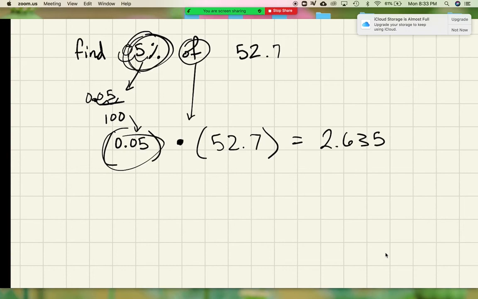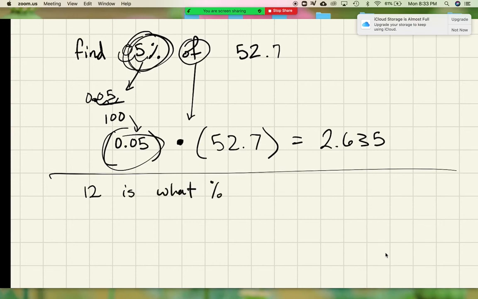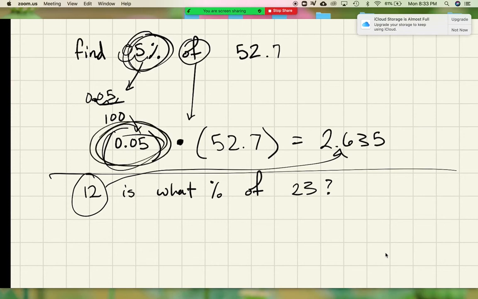I think another thing that they would ask is they would say, 12 is what percent of 23? So then you kind of got to do it backwards, where 12 is like the answer that they're giving you, and you need to figure out this number.